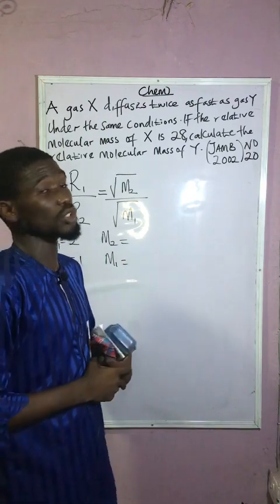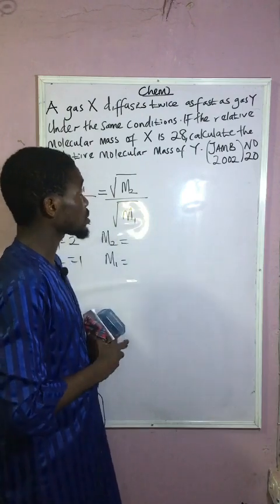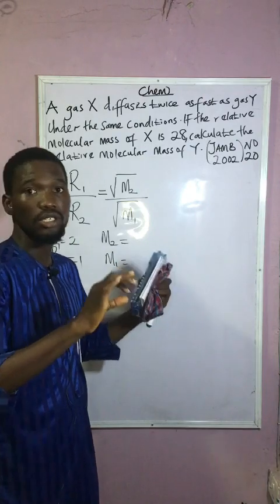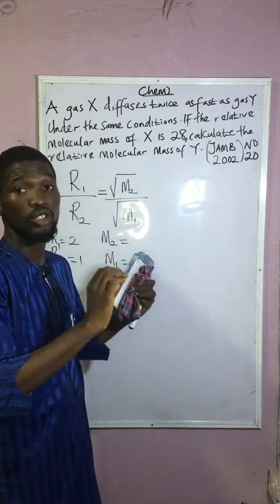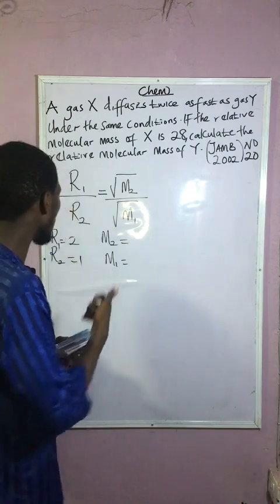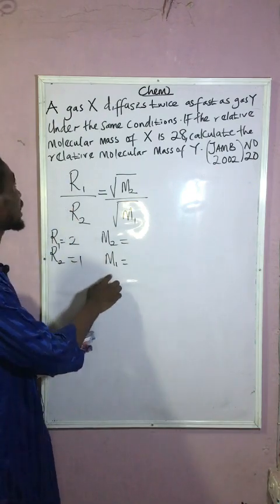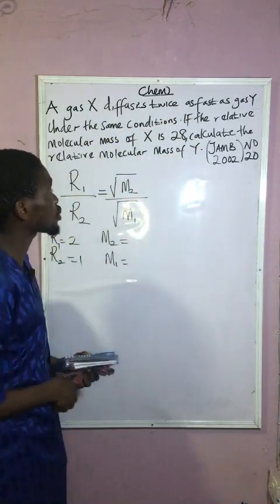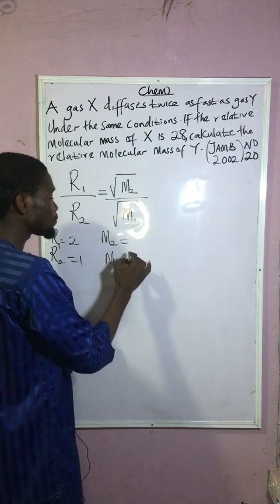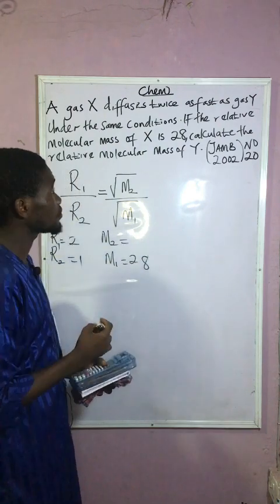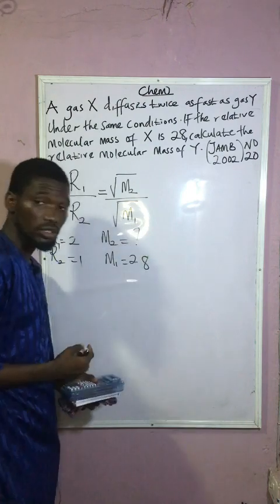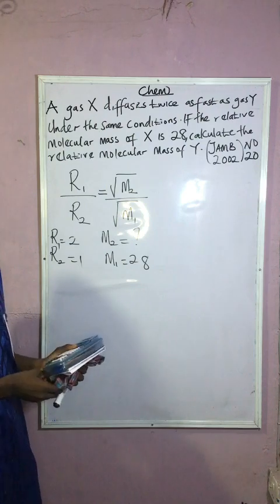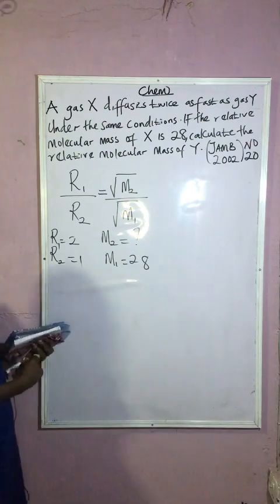Those of you with the past question, check Jamb 2002 number 20. I'm here without the options, but we are here to give you the solution, not to just pick any answer without explaining. So let's go back to the class. We have M2 and M1. A gas X diffuses twice. We are given the relative molecular mass of X, which is 28, and here we have the unknown. So now we are given all the parameters, and we need to just substitute all the values into the formula. It is very simple.